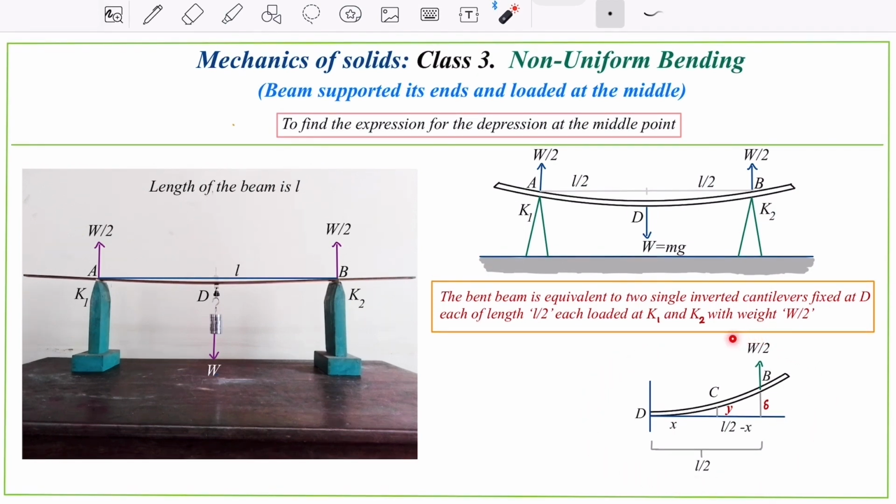That is, in the figure, an inverted cantilever on the right hand side is shown. B is the point where it is deflected upward with the elevation delta. So we can see that at B the reaction is W by 2, or B is deflected upwards with weight W by 2. Now it is fixed at D.